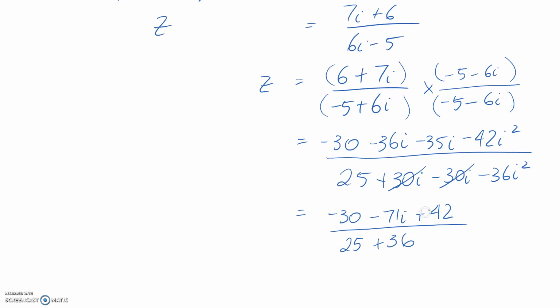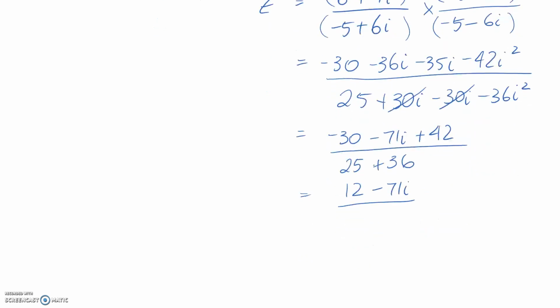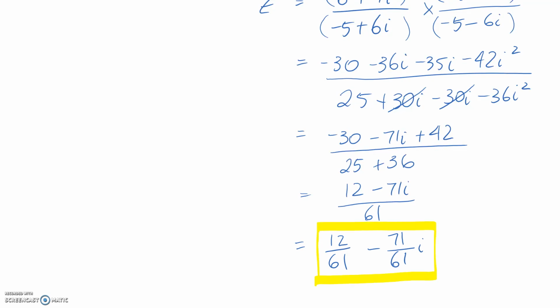So on the top line here, we can now join some stuff. So that's going to go to 12, and it's minus 71i. And the bottom line we've now got as a constant. So putting that together, it's 61. So the final step is just to express it in Cartesian form. So we just need to separate it into the real and imaginary part. So we're going to get 12 over 61 for the real part, minus 71 over 61 for the imaginary. So that is our final answer to this question.